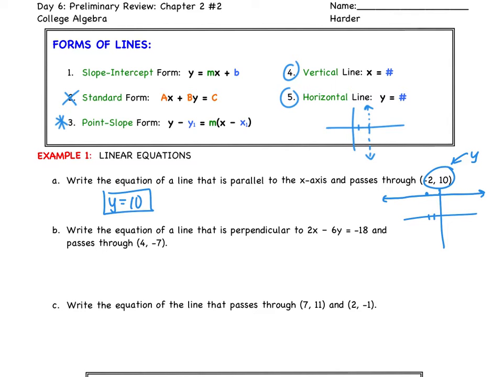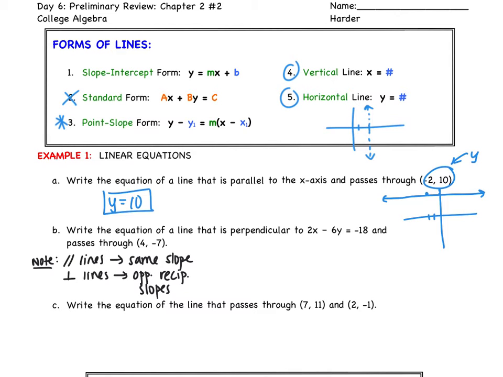So that was A. B, write the equation of the line that is perpendicular to that line and passes through 4, -7. Okay, write yourself this note real quick. Parallel lines have the same slope. Perpendicular lines have opposite reciprocal slopes. Opposite reciprocal slopes. So the line that we have, we need to figure out the slope, and then the perpendicular line will have the opposite reciprocal slope.